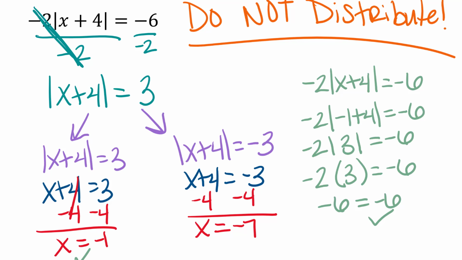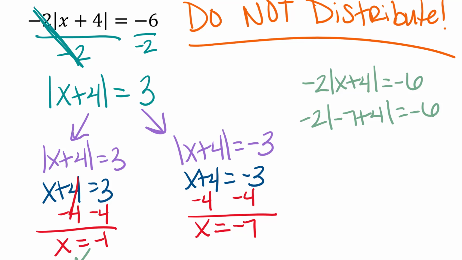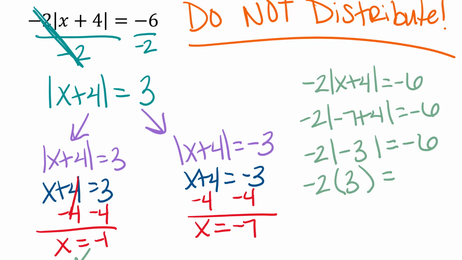So we know that x equals -1 is in fact the correct answer. Let's check that other one. So I have -2 times the absolute value of -7 plus 4 equals -6. The absolute value of -7 plus 4 gives me the absolute value of -3 equals -6. Again, take the absolute value first. The absolute value of -3 is a +3. Once you've taken the absolute value, you can get rid of the symbols and change it to parentheses for that multiplication. -2 times +3 is -6. -6 does in fact equal -6, so we also know that x equals -7 is our answer.